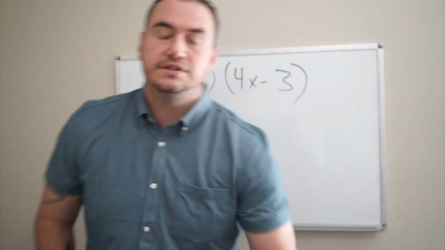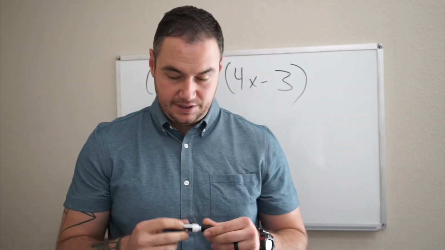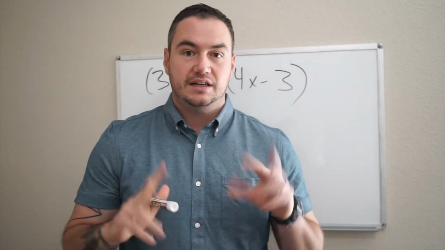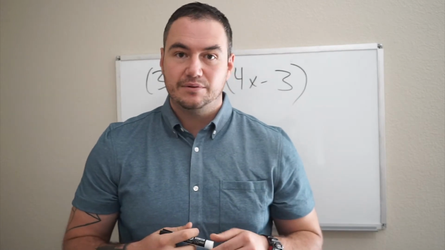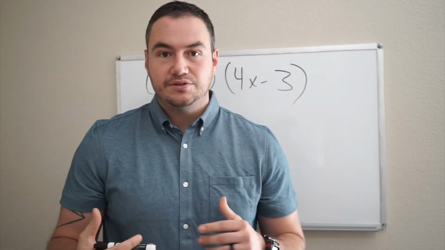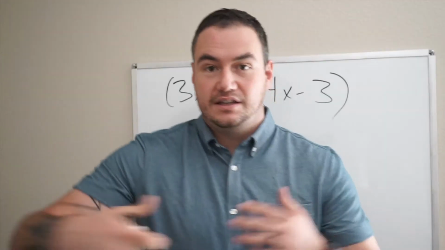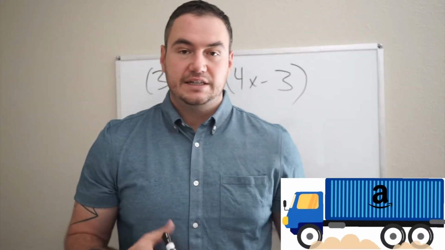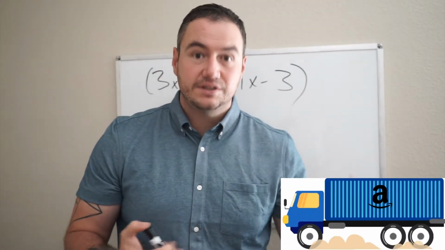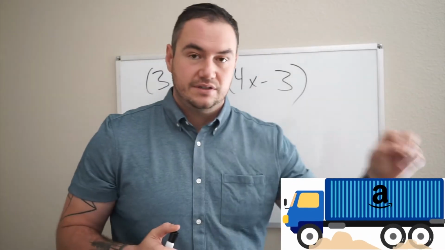Now what you're going to be using here is what's called the distributive property. The distributive property is just like a distribution center. That's kind of how you remember it. So an Amazon distribution center, a Walmart distribution center, they send stuff out. They make sure everybody gets it. So if you're distributing numbers, you're going to distribute it out to the other numbers.